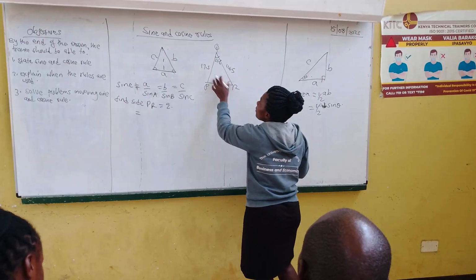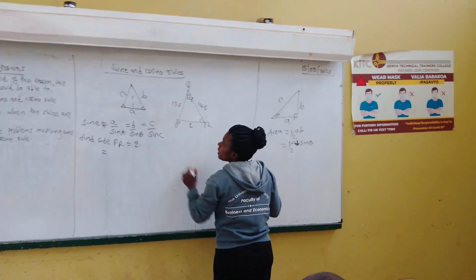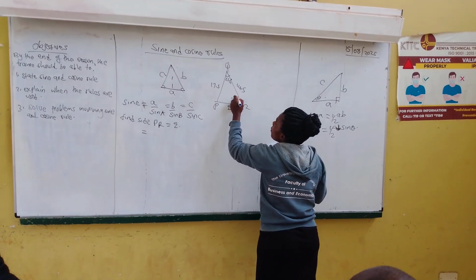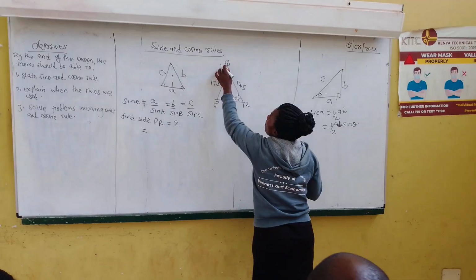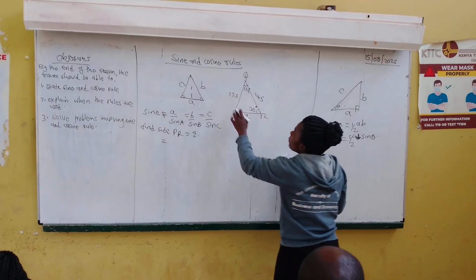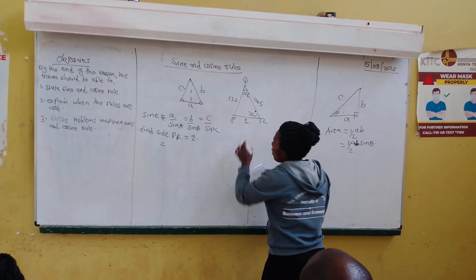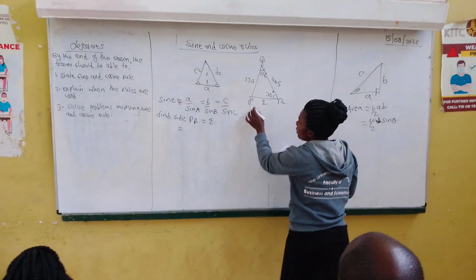You have said that you want to solve this triangle using the sine rule, and we have two angles, which are angle R and angle Q, and we have two sides. This is side R and side P. Now, how do we find side Q, which is PR?